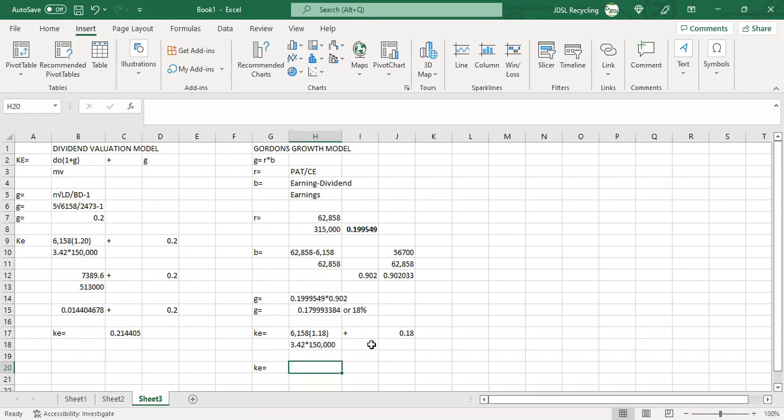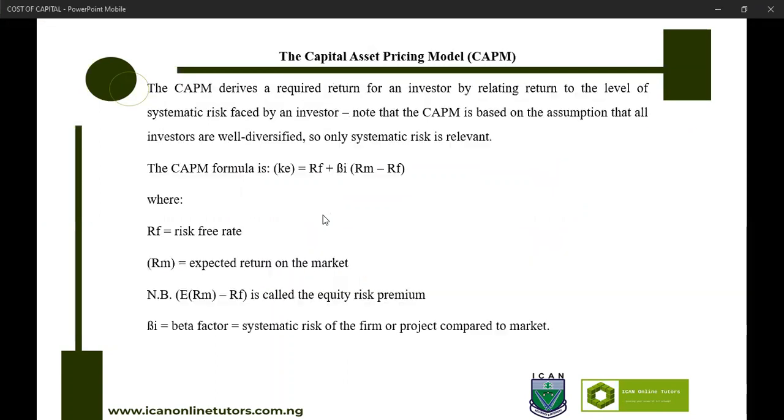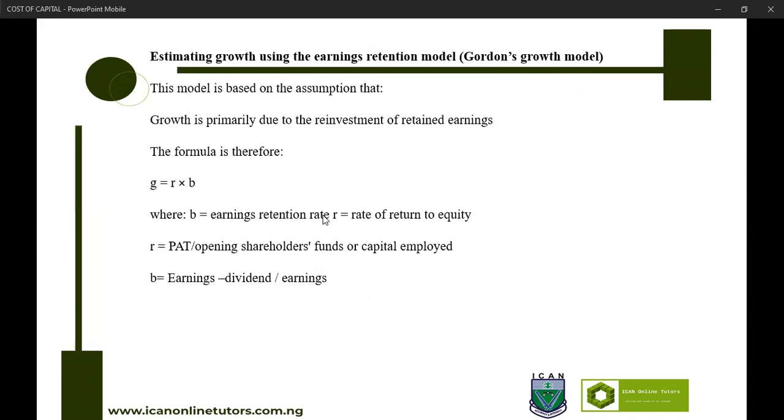Sorry, I got 0.19. Okay. 19.4. 19.4 percentage. All right, let us move on. Yeah, correct.